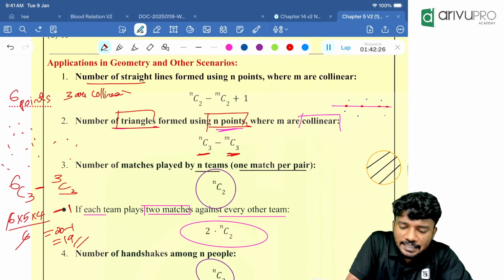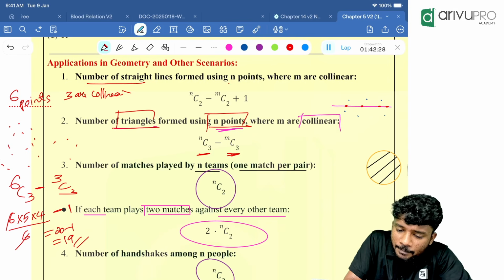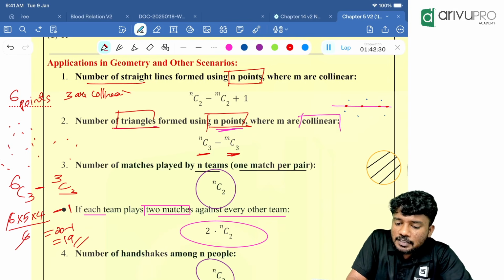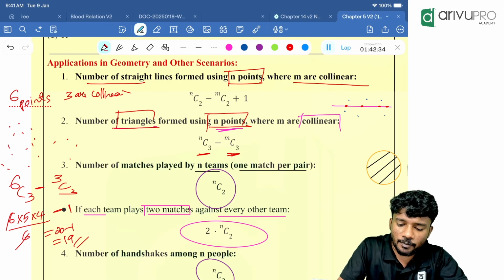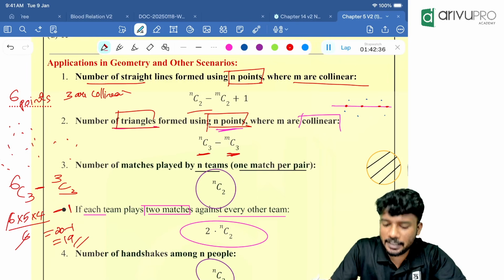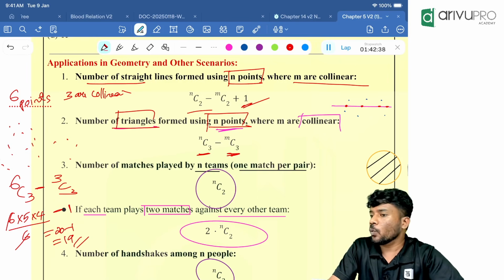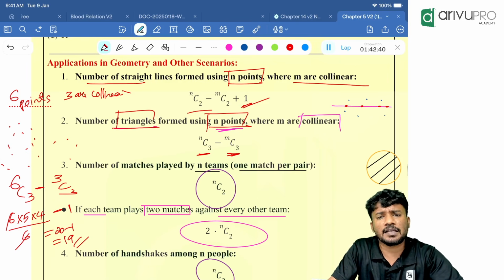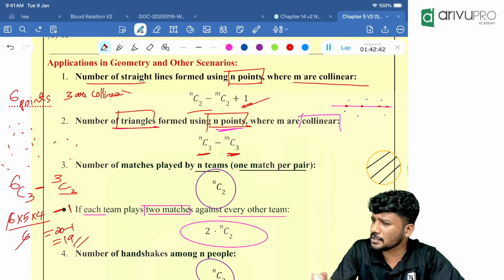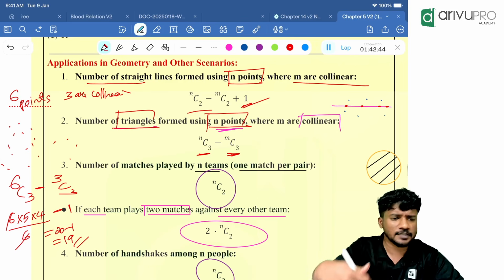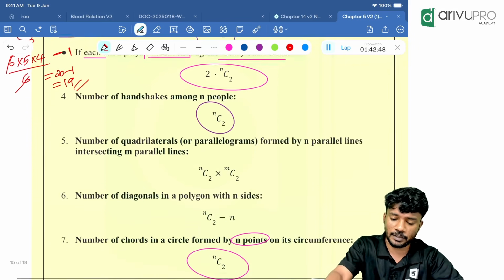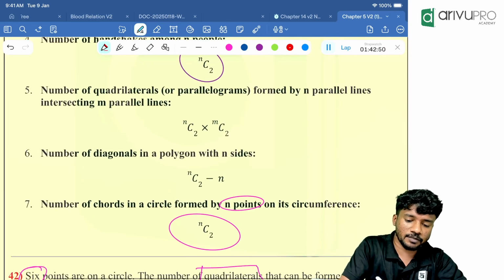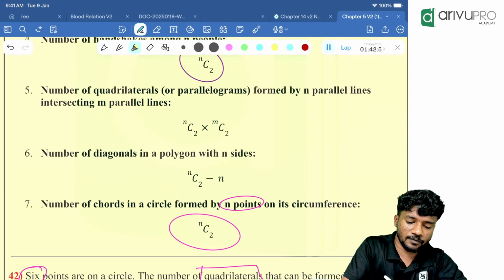Now, number of straight lines formed from n points where m are collinear. Okay. Now, the formula is what? NC2 minus MC2 plus 1. That is the formula. There were questions based on this in the previous year. Based on all these formulas, there were questions in the previous year. Now the most important formula. Have a look at this.